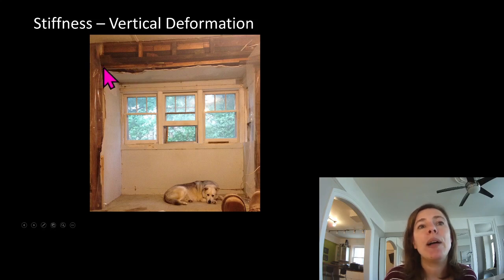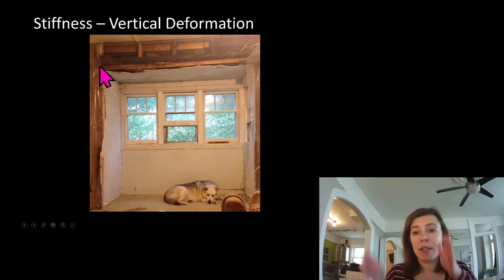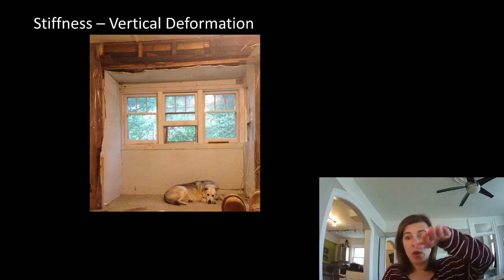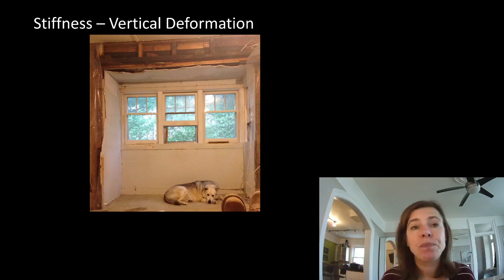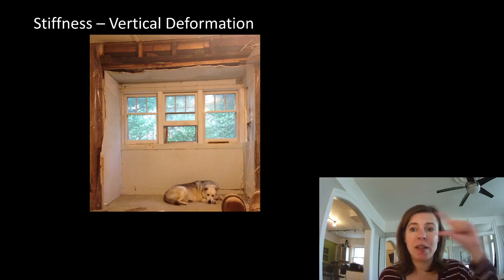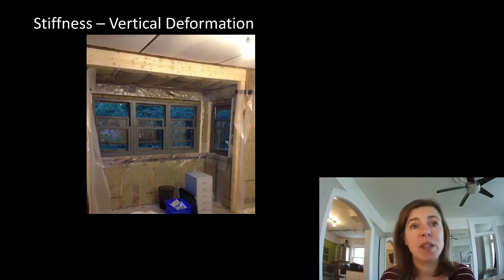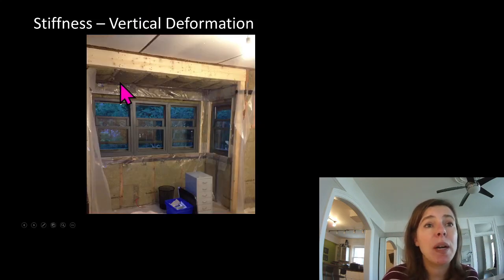I did the calculation for this span, and it turns out we needed 2 2x10s turned this way. So instead of 1 2x4 like this, we needed 2 2x10s like this. So we had to jack the ceiling up and then install those 2x10s. Yeah, so here you can see this is what it ended up being that we had to install.